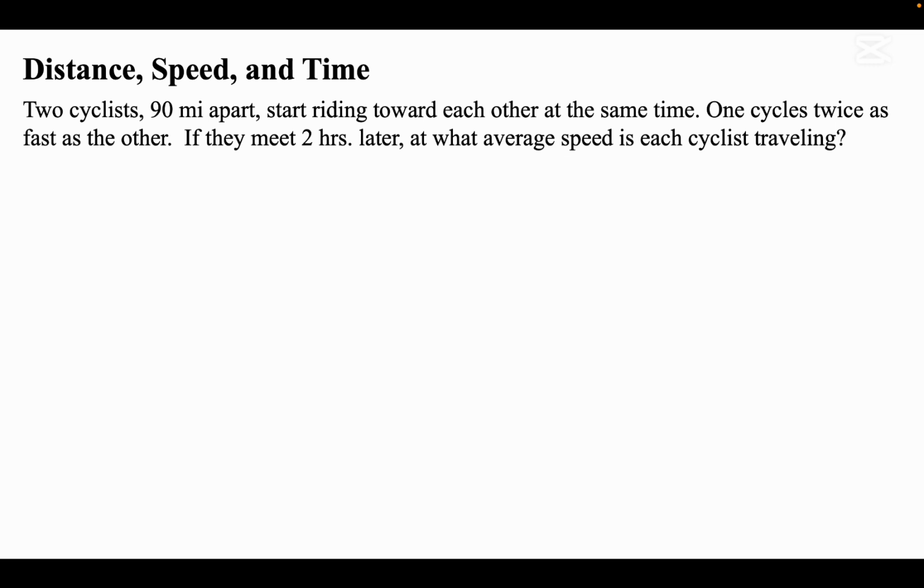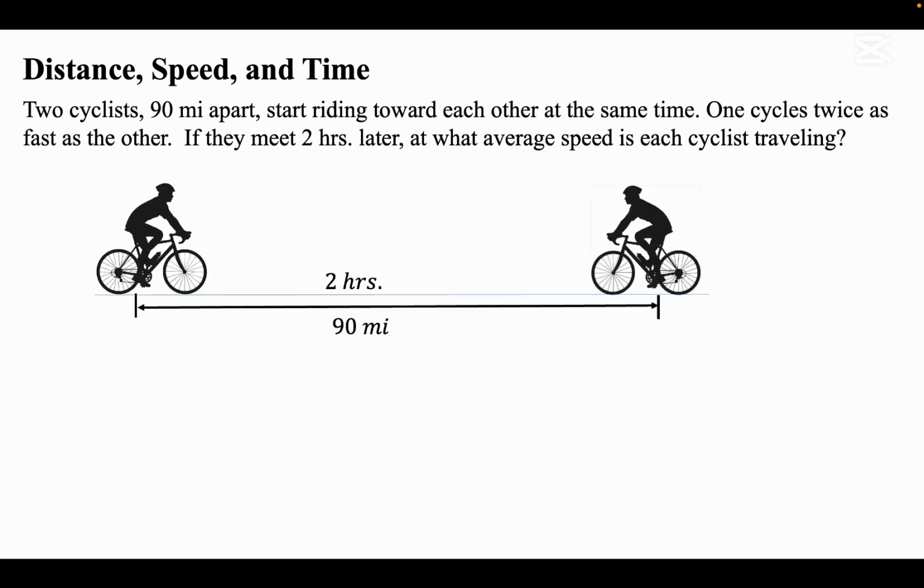So here's a rough sketch of what's happening. What we know from here is that the two cyclists are 90 miles apart. The distance between them is 90 miles. One of the cyclists is going twice as fast. So that means, let's suppose the cyclist on the left-hand side is going at the rate of r. The second cyclist is traveling twice as fast, so that would be 2r. So those two cyclists are meeting after 2 hours.